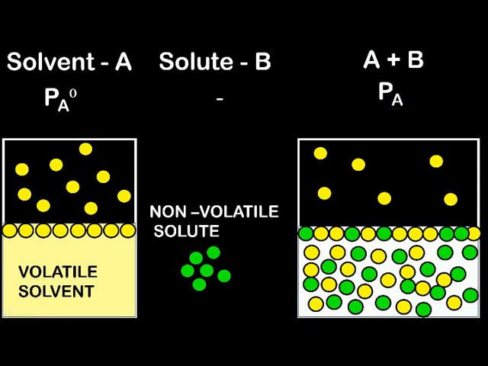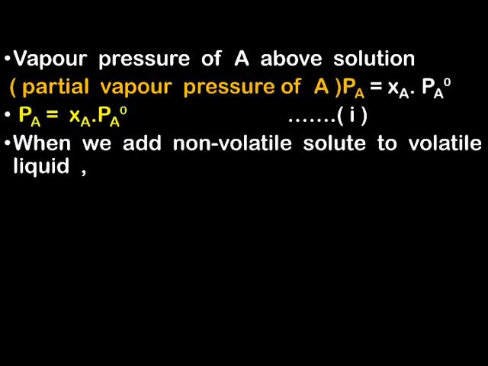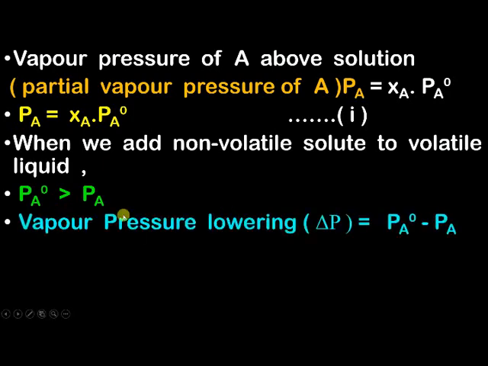Okay, so I hope you have understood what is vapor pressure lowering. Now moving on guys, what will be the value of vapor pressure lowering? Obviously the value of vapor pressure lowering will be nothing but the difference between these two, Pa naught minus Pa. Okay, now let's name this equation number 2. So up till now we have got two equations. This is the first equation and this is the second equation. We are going to use them.